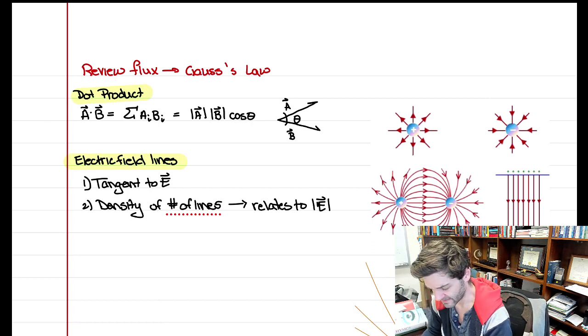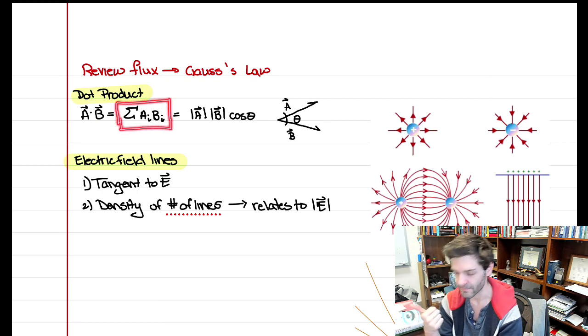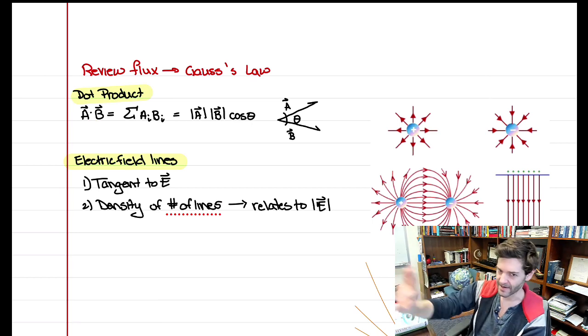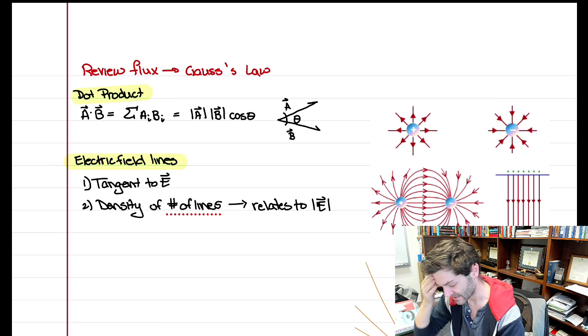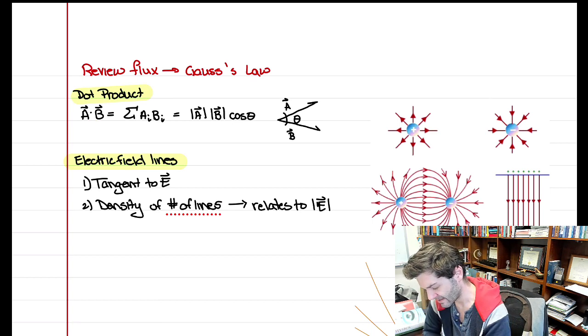But let's define the dot product of two vectors, a dot b, as either the computational formula, which just means you add up the components: you multiply the x components together, the y components together, the z components together, then you add all those three terms up. Or we can define it as the magnitude of both vectors multiplied together, all multiplied by the cosine of the angle between the two vectors. So this is the geometric definition of the dot product.